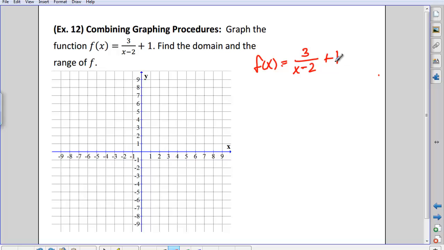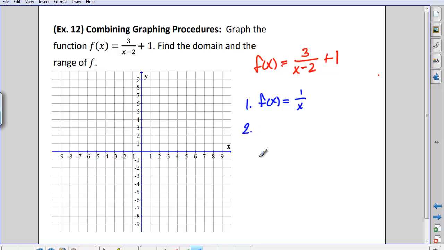First, you have to figure out what function you started with from that library of functions, and that would be, notice that x is in the denominator. There's only one function where we have an x in the denominator. That's the reciprocal function. So that's our basic function.